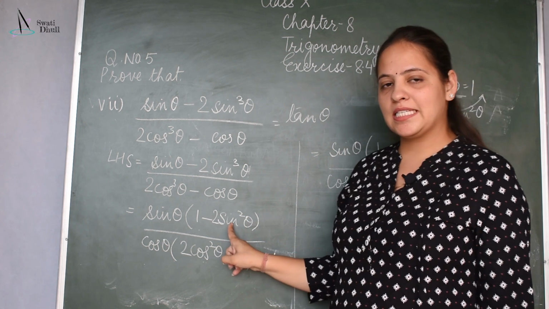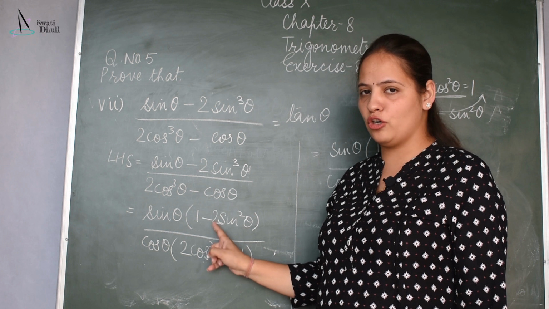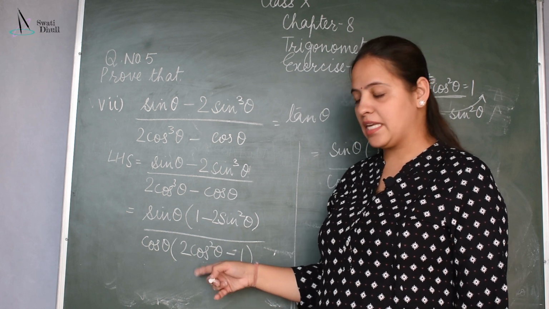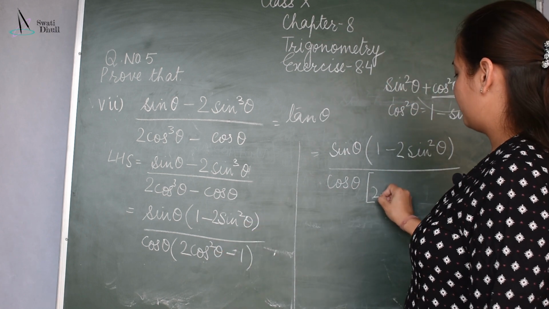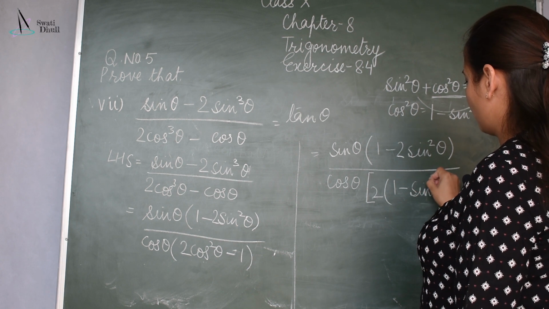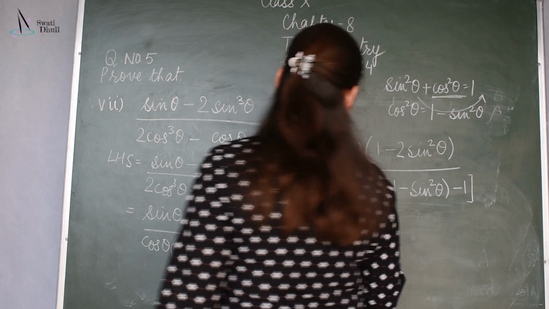Because this function is in sine, this function is in cos, so I can change either of them. Either I'll change this to cos or this to sine. So I am changing the denominator term, so it will become 2 into 1 minus sine square theta minus 1. So what will I get here?